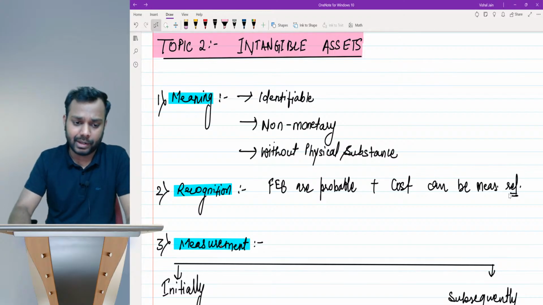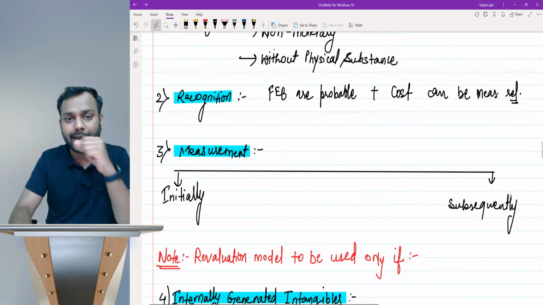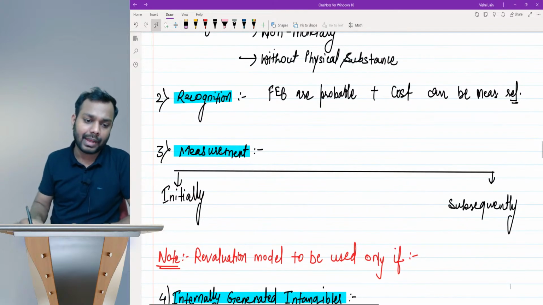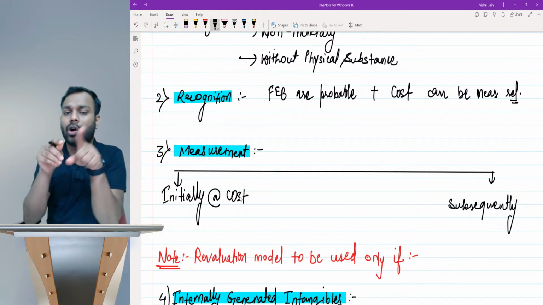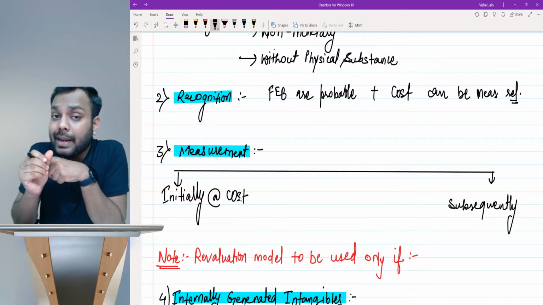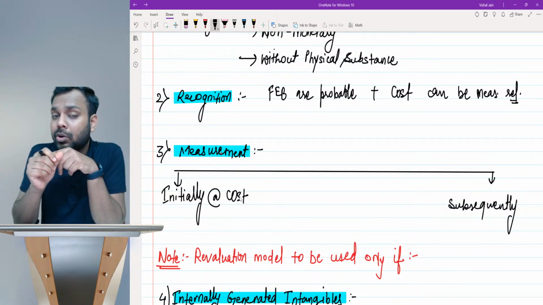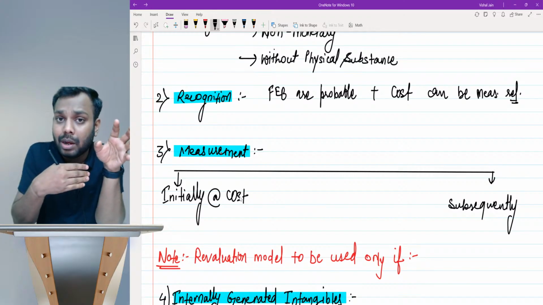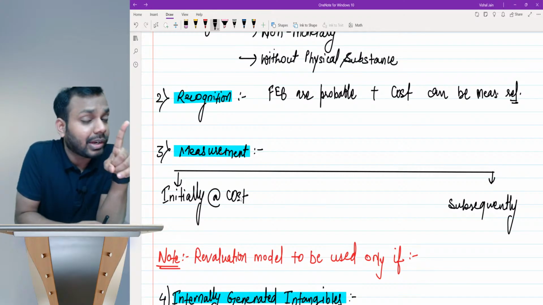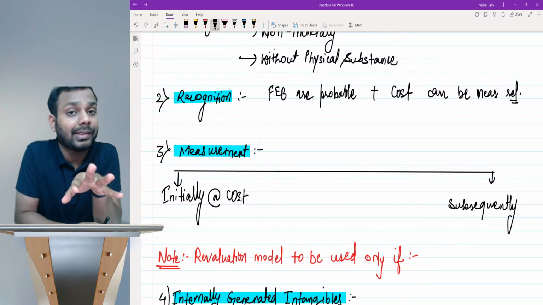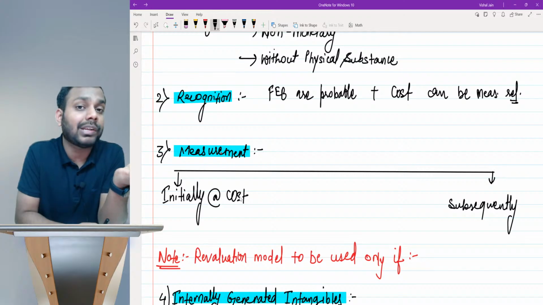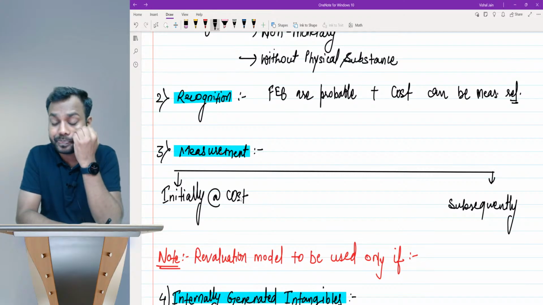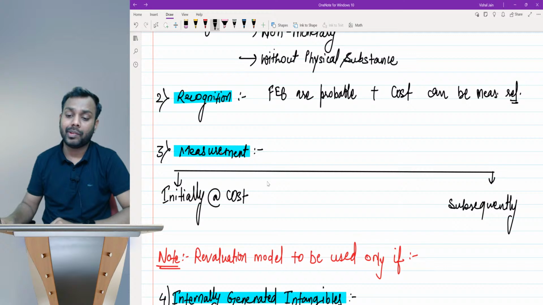Coming on to measurement, again they are the same. Initially, it will be recognized at cost. Cost includes any directly attributable costs incurred to bring the asset to the condition intended by management. Not location, only condition. Why? Because it's an intangible. It does not travel to a location.